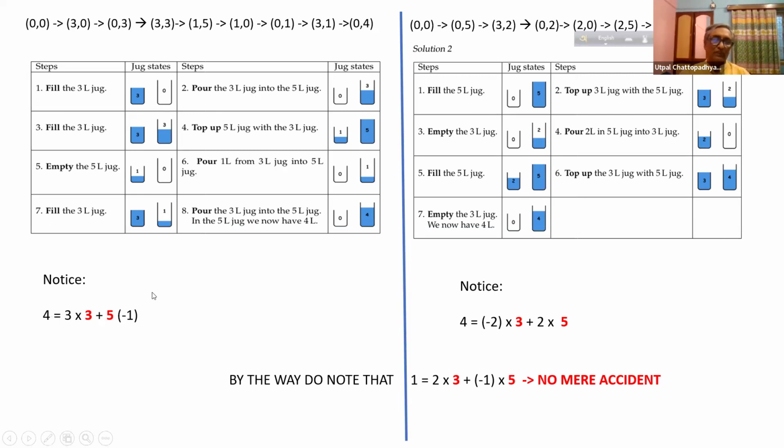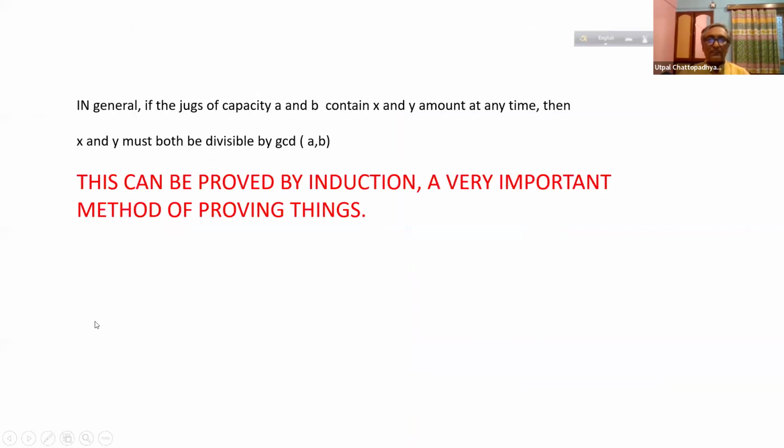Suppose I take bigger jugs, and I give you this decomposition in terms of 3 and 5. So let's take the other. In general, if the jugs of capacity A and B, in our case 3 and 5, contain X and Y amount of water, then you can prove by induction that X and Y must both be divisible by the greatest common divisor of A and B.